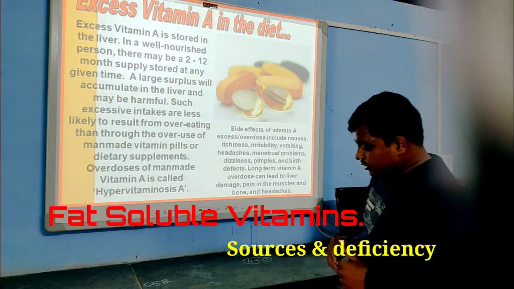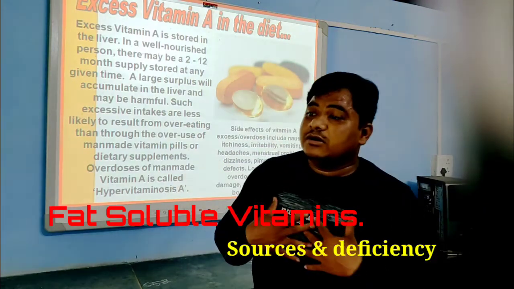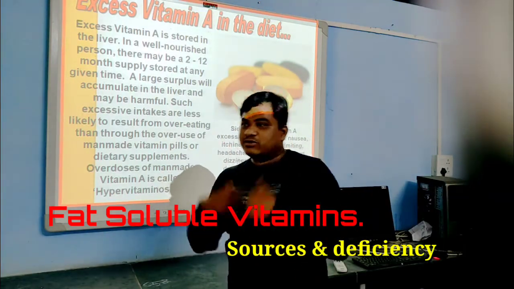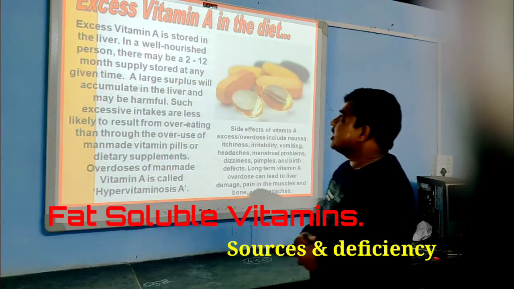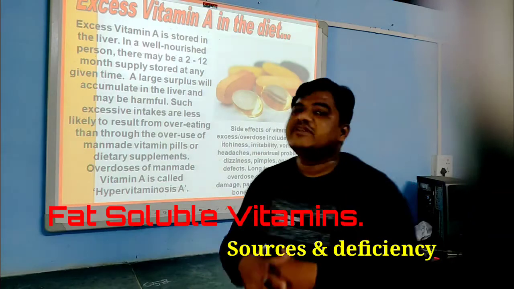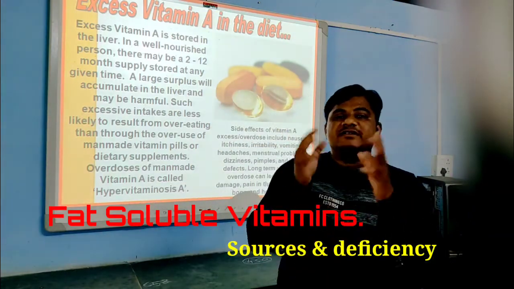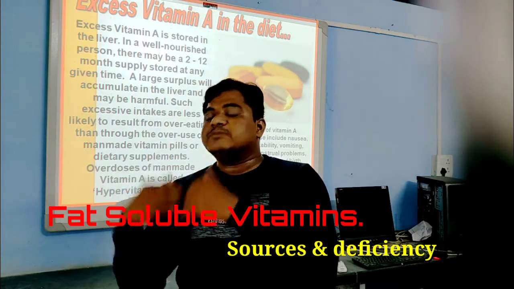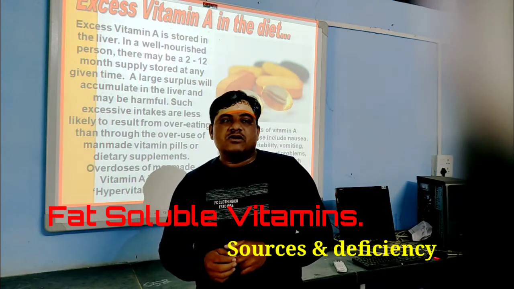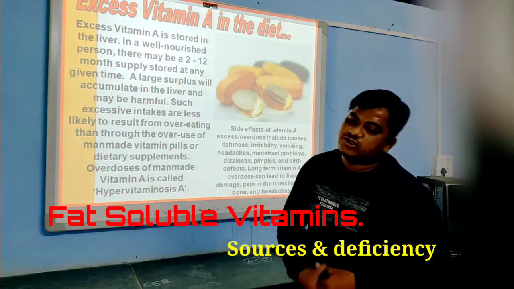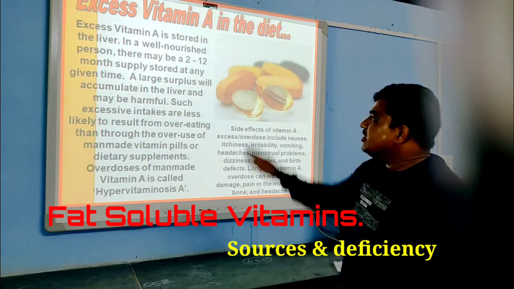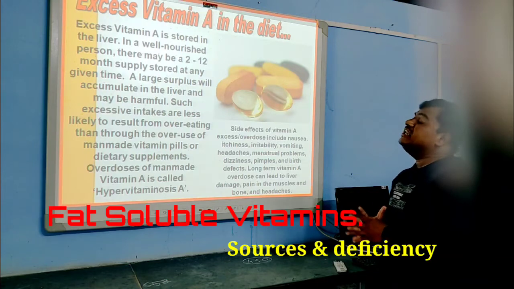Now we have taken vitamin A for our good health. If we take vitamin A in excess quantity, more than the requirement, what happens? Excess vitamin A is stored in the liver. Whatever vitamin we have taken is absorbed by the intestine, and the remaining or excess vitamin is stored in the liver. In a well-nourished person, there may be a 2 to 12 months supply stored at any given time.